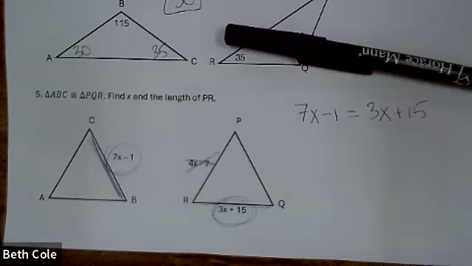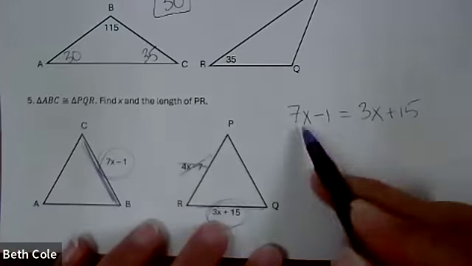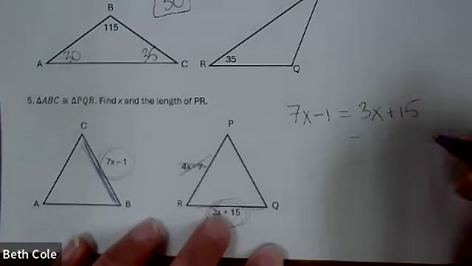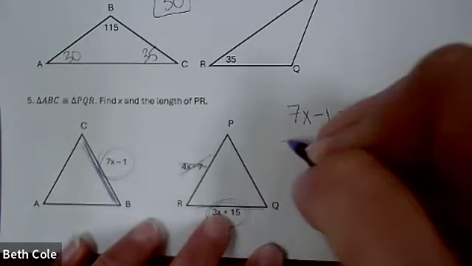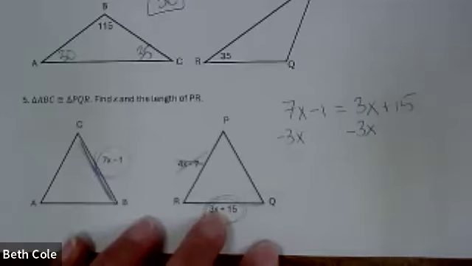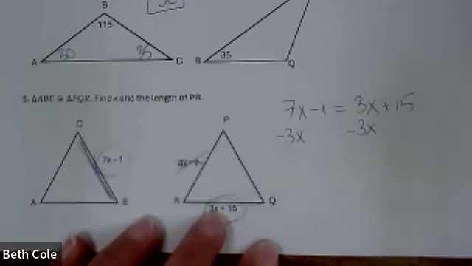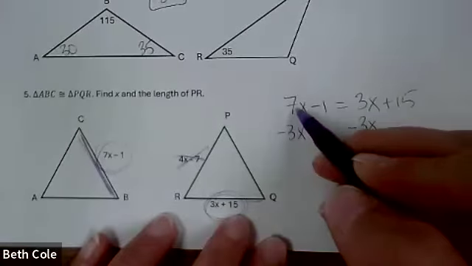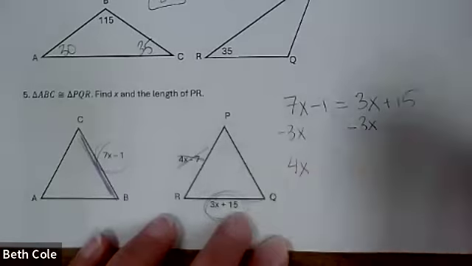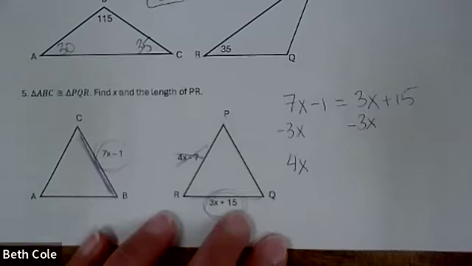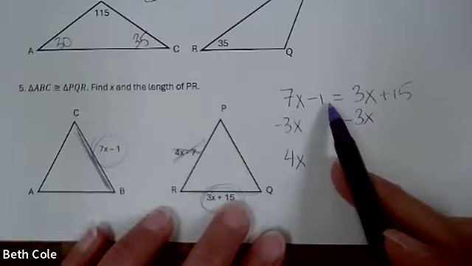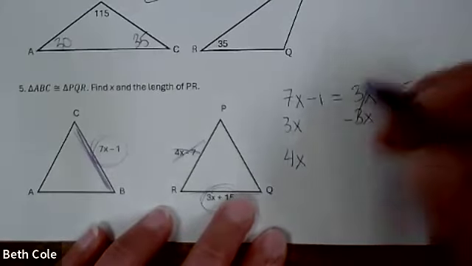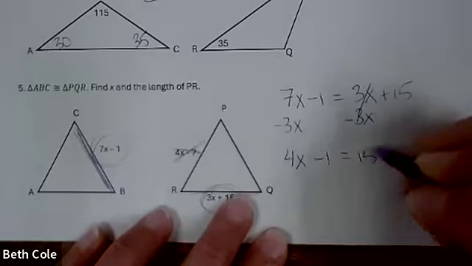You got to get all the x's together. So what are we going to do? We would minus 3. You kind of have options. You can move it either direction. I like to keep the x's positive, so that's why I moved it that way. 7x minus 3x is 4x. And then what else do I still have there? Yeah, -1 and then equals 15.